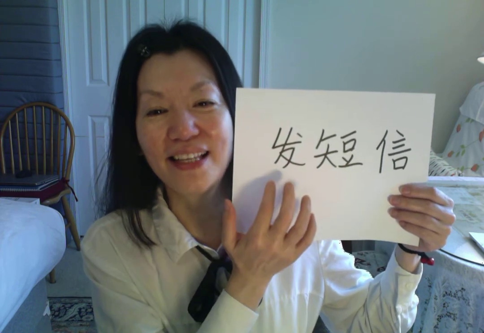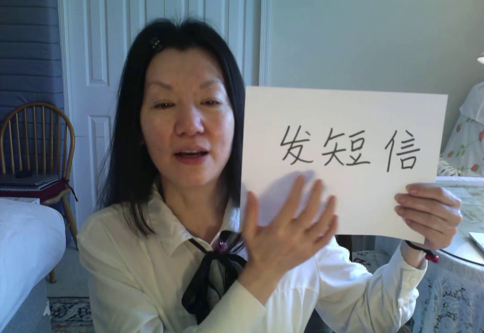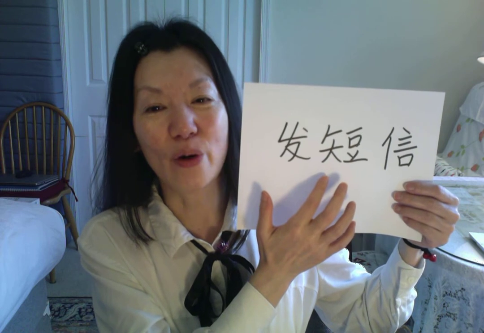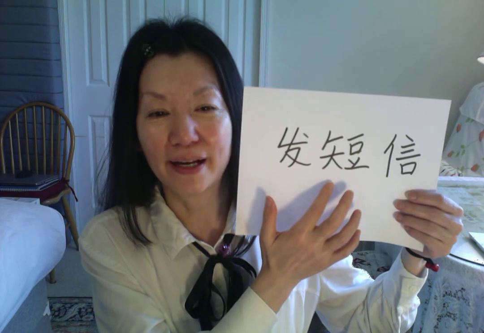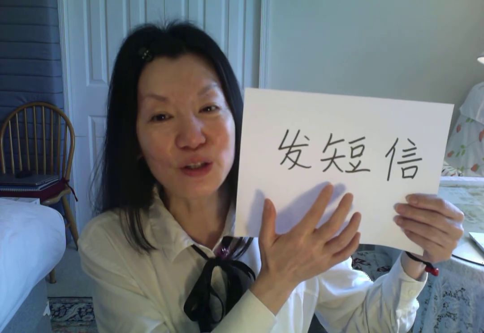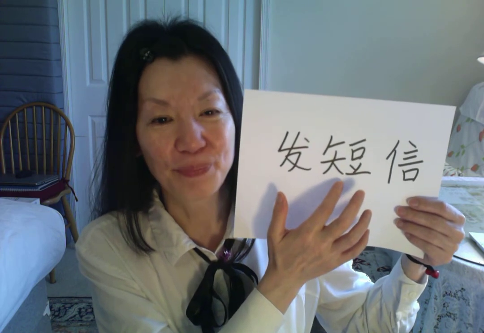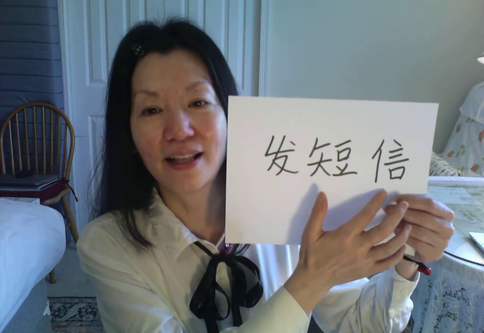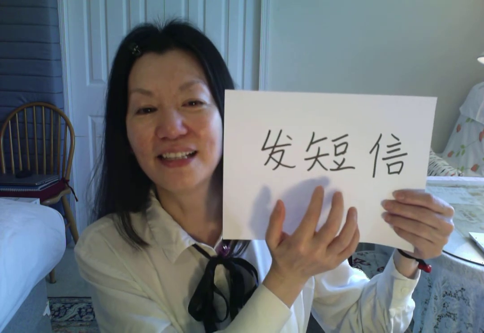发短信, to send a text message. That's the character we pronounce 发. In that case, 发 is to send. 短 is short. Remember lesson 8, when buying pants or clothes, we ask about the size, 长短怎么样? This is 短, from 长短, talking about size, means short. 信 is letter. Short letter, short mail.